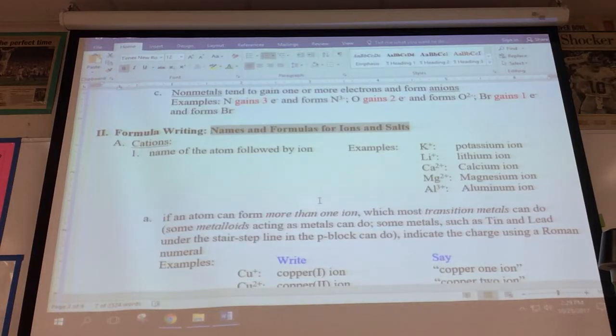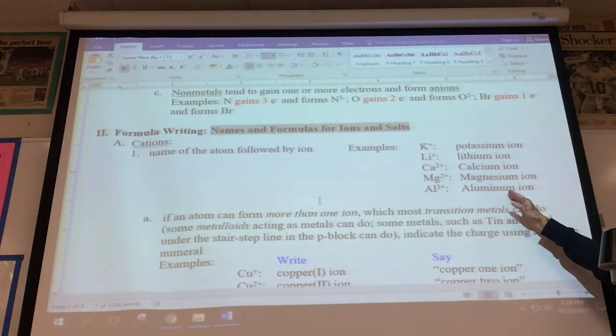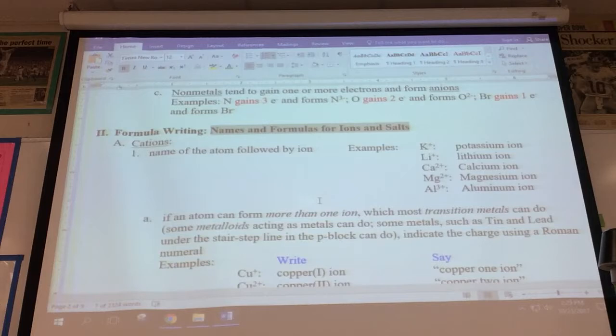So we have potassium ion, 1 plus charge, loses 1 electron. Lithium ion, calcium ion, magnesium ion, aluminum ion. So they each are the name of the element followed by the word ion. Your S block elements that form cations, very easy. Name of the element, ion.